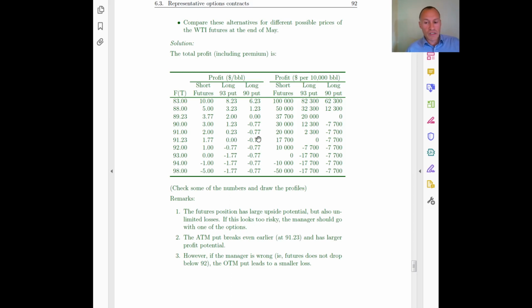Some strategies are more risky than others, the usual risk-return trade-off. So this is the payoff in dollars per barrel. This would be the total payoff for the position the trader decided to take of 10,000 barrels, which is basically just these numbers times 10,000.